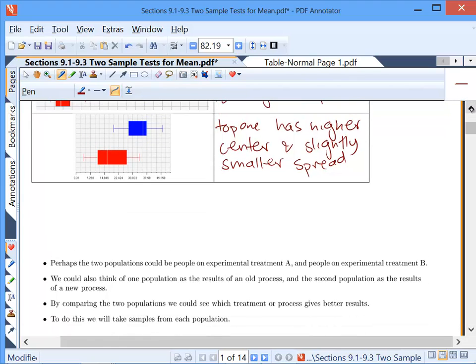So why do we want to compare two populations? Really, in practice, you're usually going to be more interested in looking at two populations than just one population. So two populations could be people on experimental treatment A and people on experimental treatment B. Or more often, it's people on experimental treatment and people on a placebo. Or one population is your old process and one population is your new process. When you compare these two populations, you can see which treatment or process gives better results. And so to do this, we'll take samples from each population.